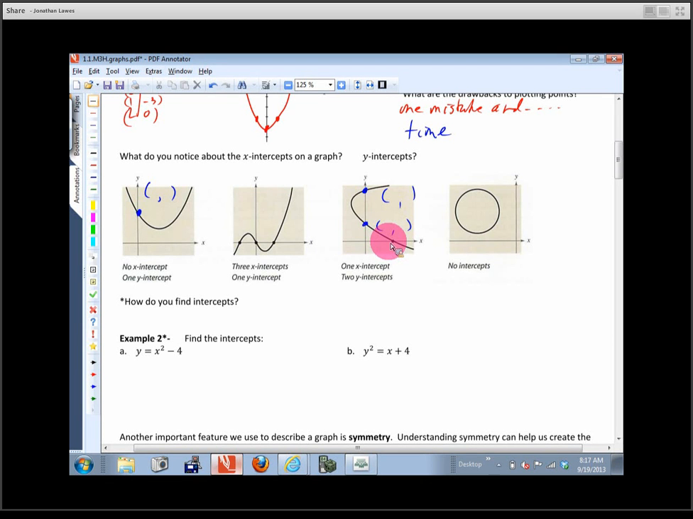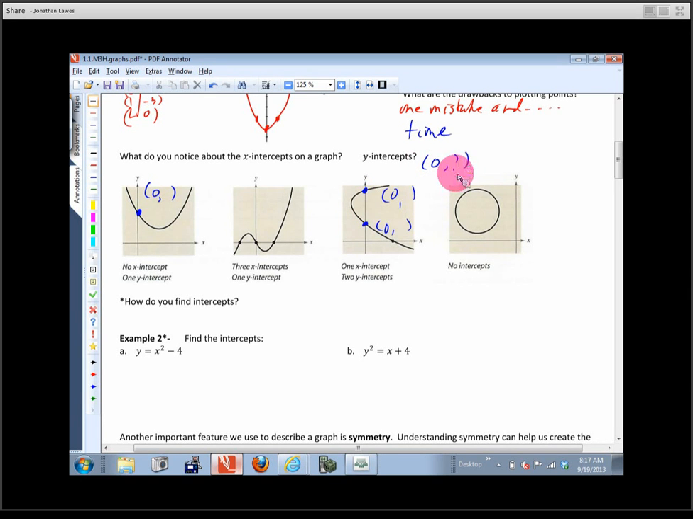X is 0, okay? Because it's on the y-axis, the x coordinate has to be 0 because you didn't go right or left. So that's got to be 0, comma, something that's positive. This has got to be 0, comma, something that's positive. That's got to be 0, comma, something that's positive. Maybe not as positive as that one. But every time we have a y coordinate, a y-intercept, the x coordinate is 0. So they're all 0, comma, whatever the y coordinate is.